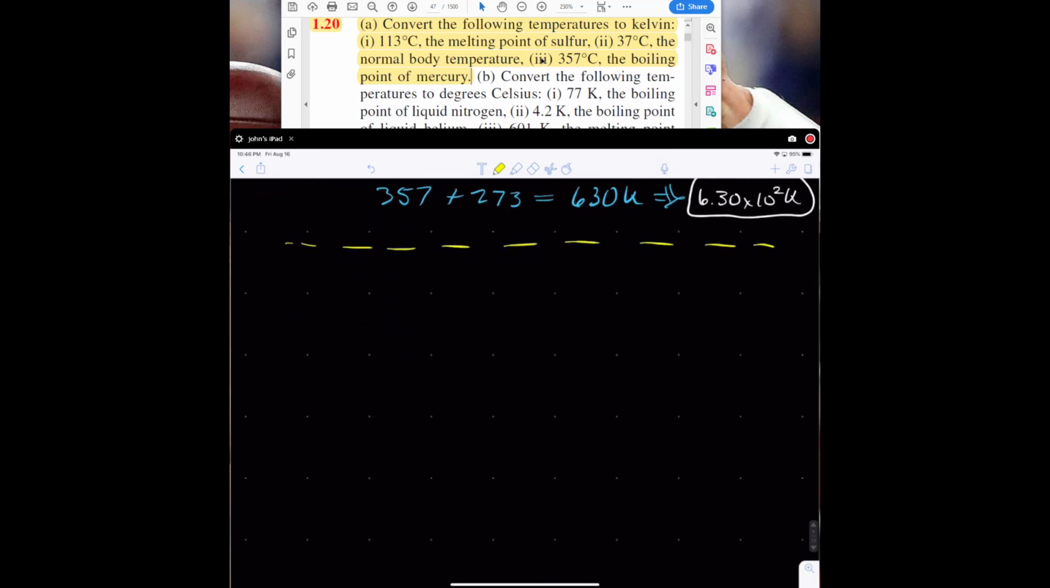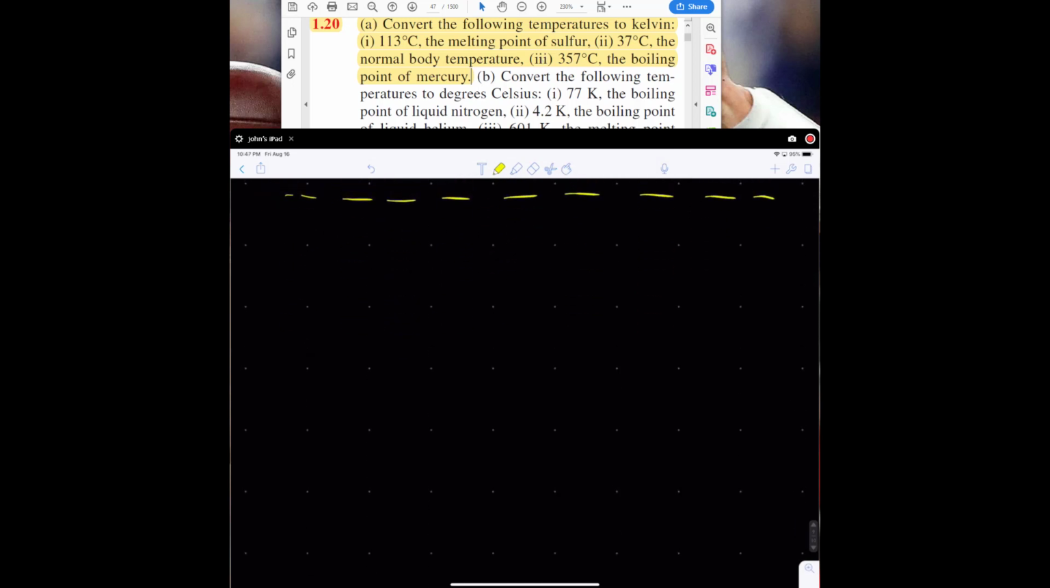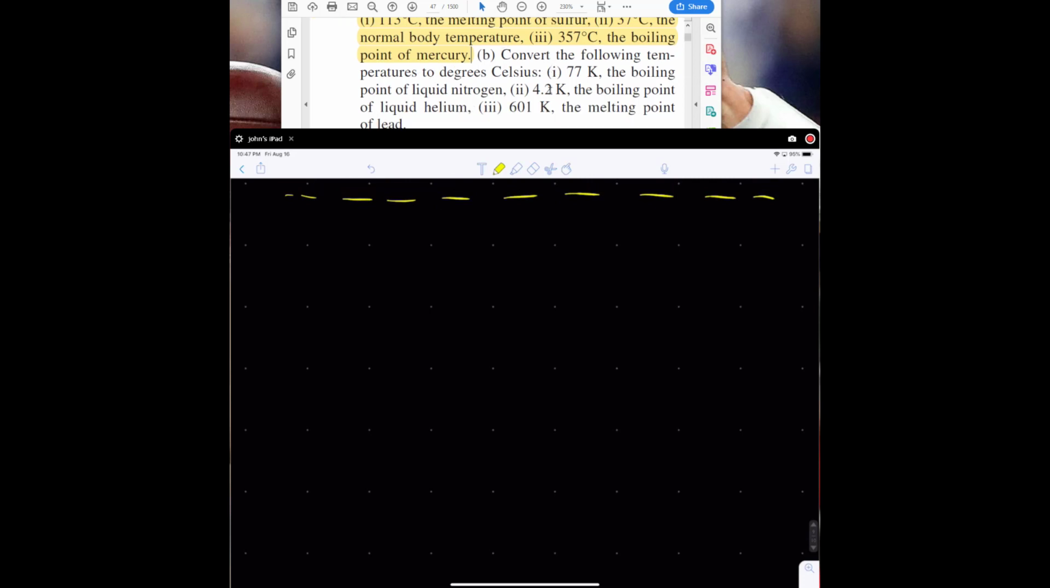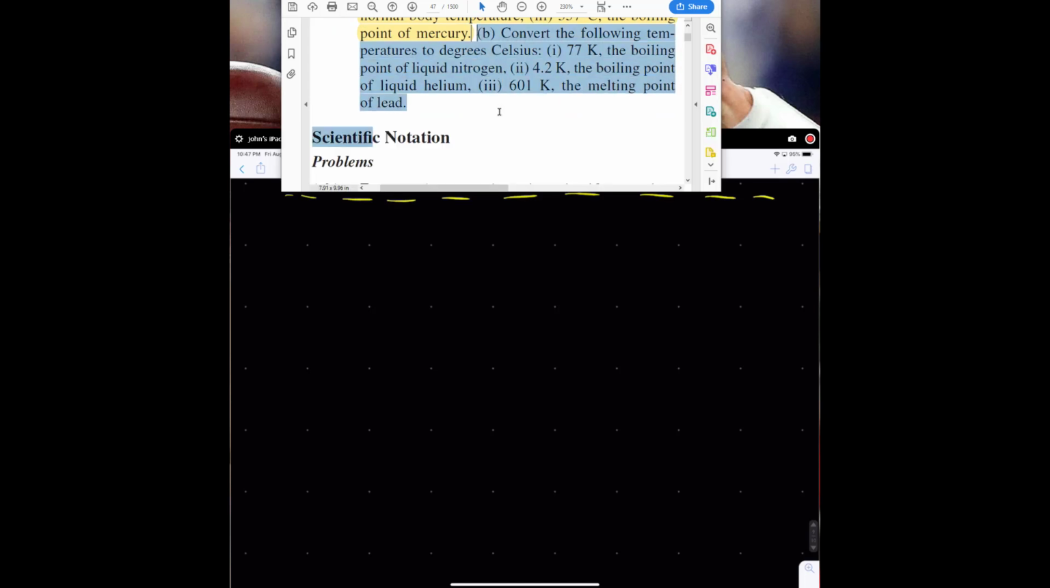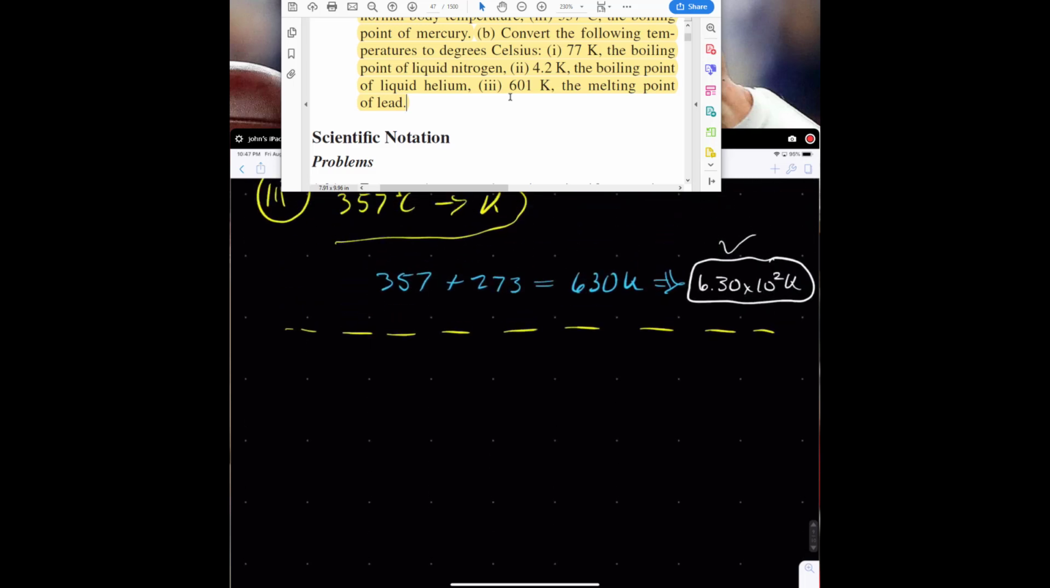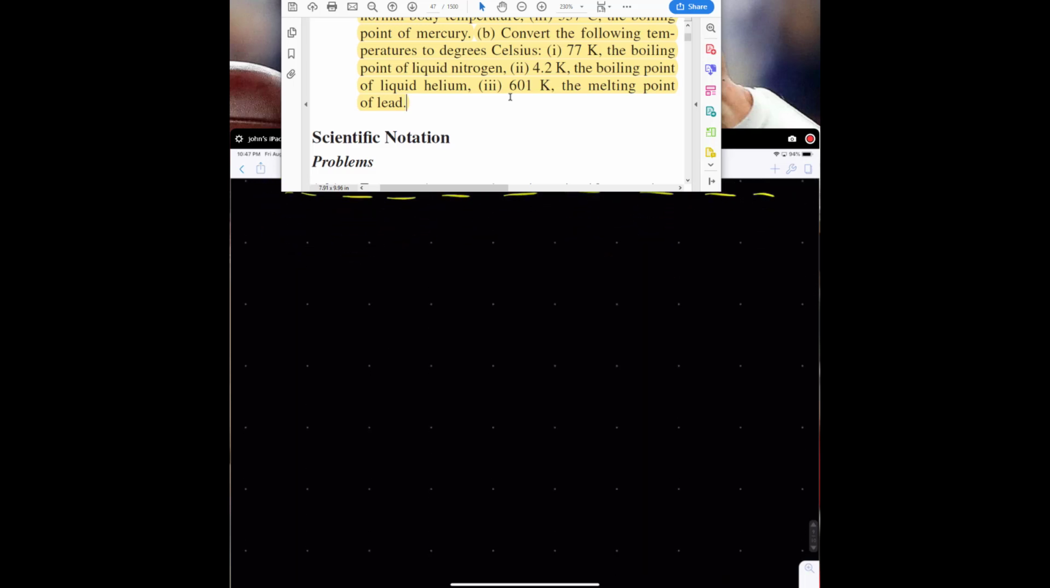So we look at the next part. B. Convert the following temperatures to degrees Celsius. So now we're just going to be doing reverse. These problems are just getting us used to using these conversion formulas. Alright, so part B, 1.20 B. And this is going to be I.